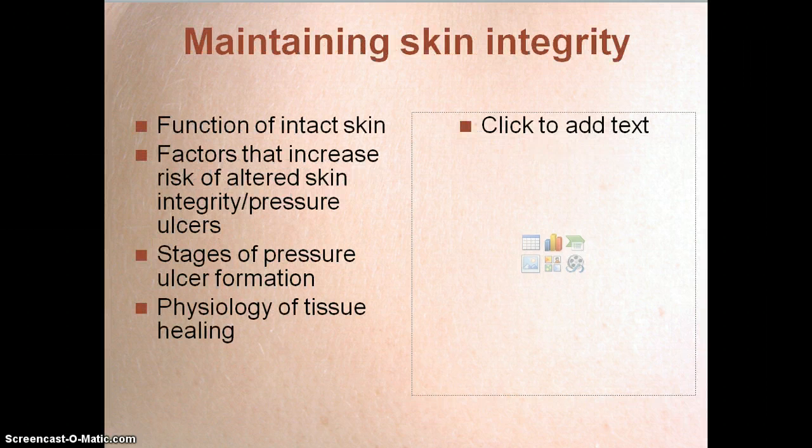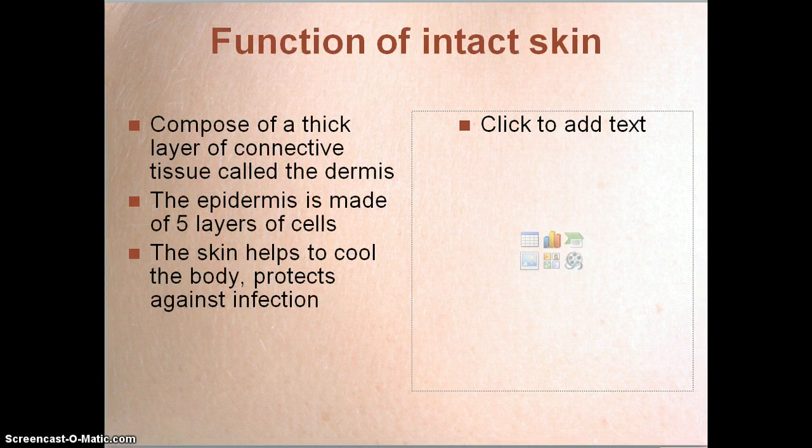So in looking at maintaining skin integrity, we know the function of intact skin is to protect. It's that first barrier that we have. Many factors can increase that risk. Some of them include not having intact skin, which is an obvious one, but other things such as very thin skin, very poor circulation, people that scratch their skin or have very dry skin and it cracks easily. Our stages of pressure formation we will look at, and then also look at the healing of both primary and secondary as well as burns.